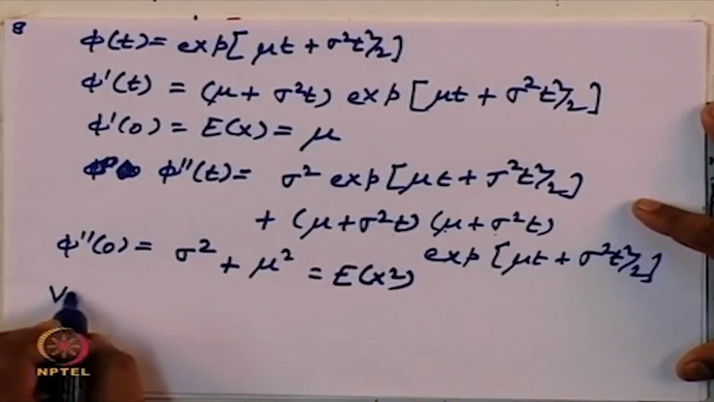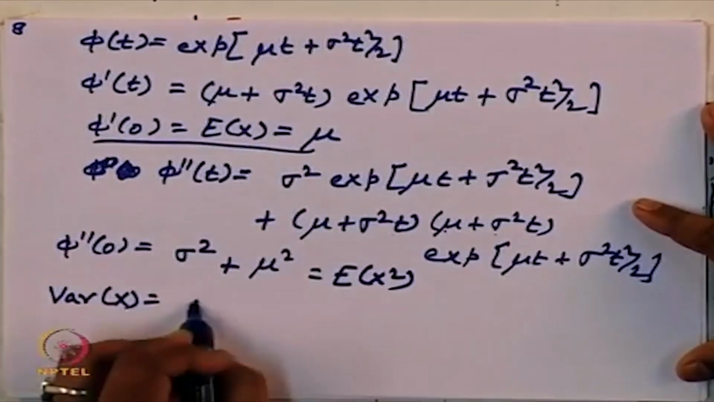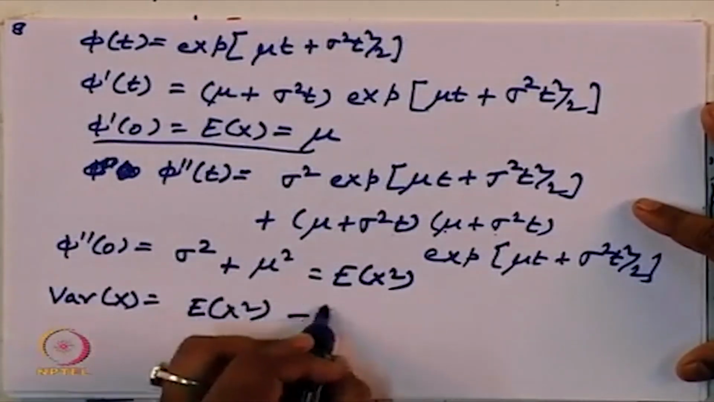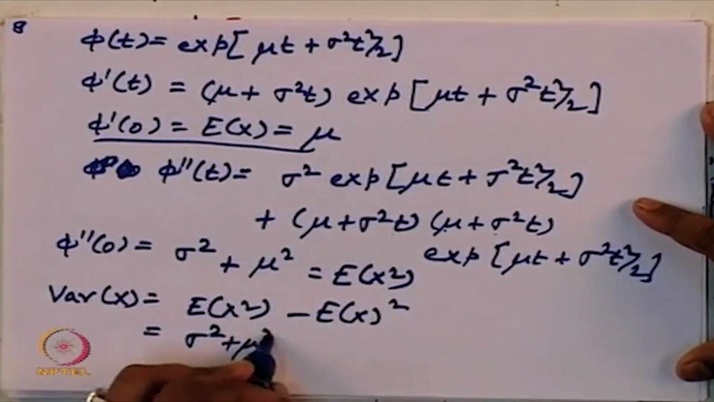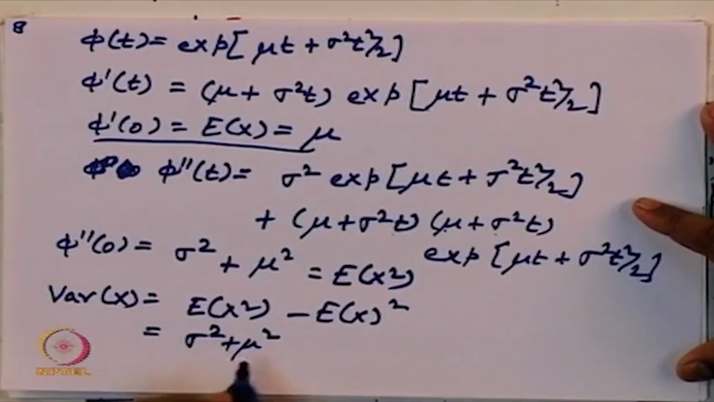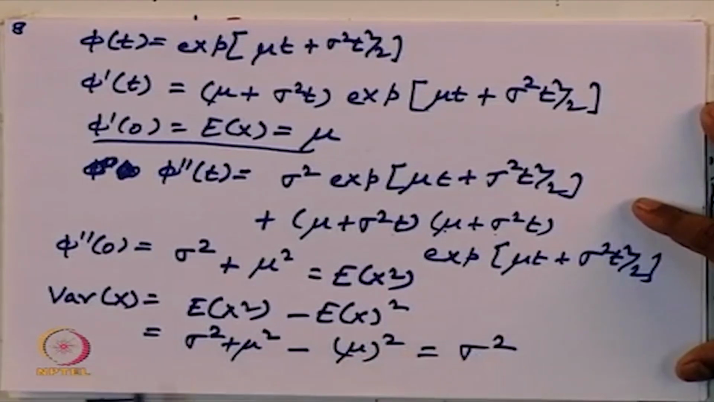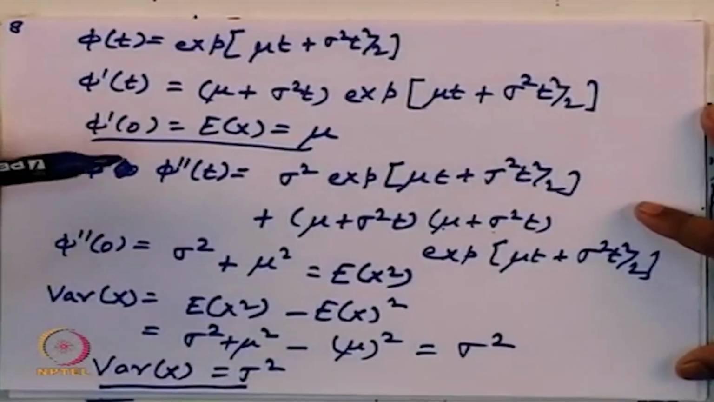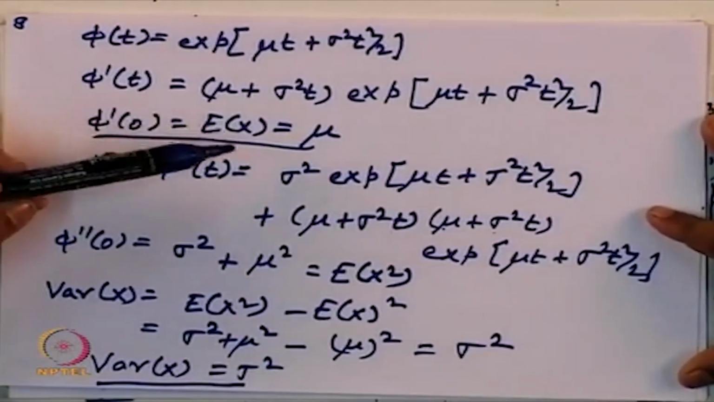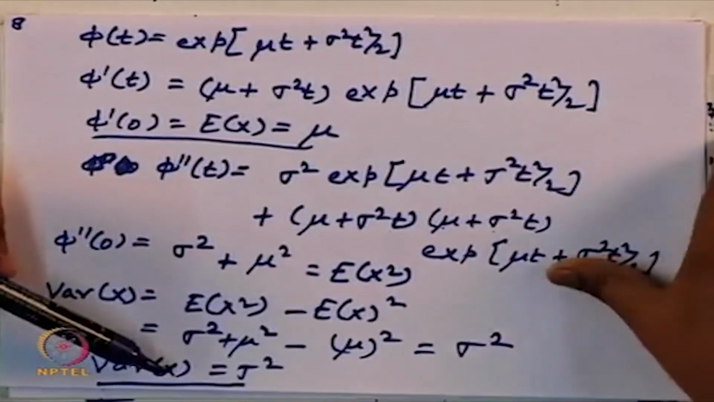So variance of x, which we have already obtained, is nothing but e of x square minus e of x whole square, which is sigma square plus mu square minus mu whole square, nothing but sigma square. So you get variance of x is nothing but sigma square. So for a normal distribution, the mean is equal to mu and the variance is equal to sigma square.